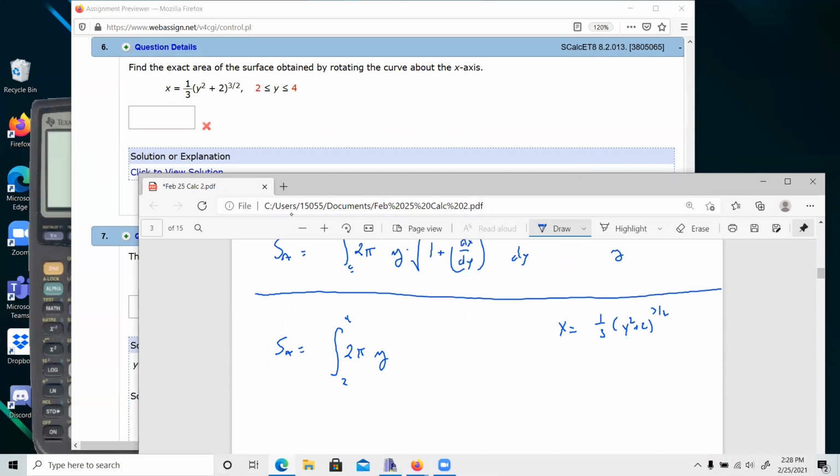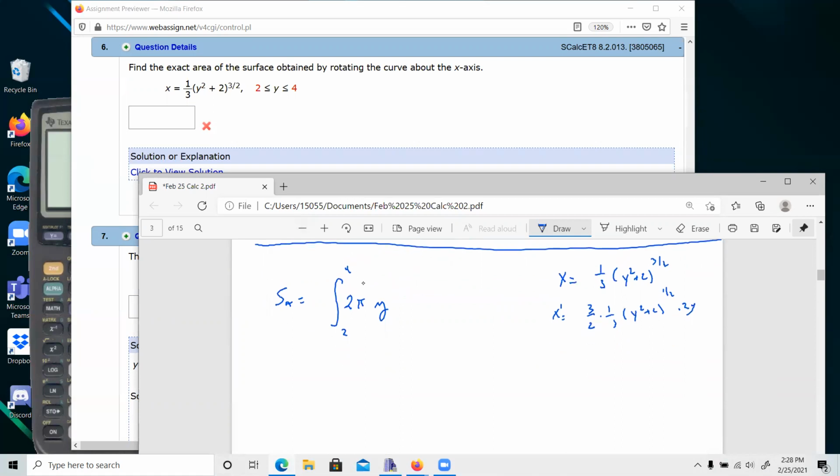Let's go ahead and figure out what x prime is. That's going to be 3/2 times 1/3 (y squared plus 2) to the 1/2. The 3/2 came down in front, the exponent becomes 1/2, and then we have the chain rule, so we have a 2y outside. The 1/3s cancel, the 2s cancel. Oh boy, this came out of a textbook, right? Because all of this stuff canceled. We have a y times (y squared plus 2) to the 1/2 sitting here.